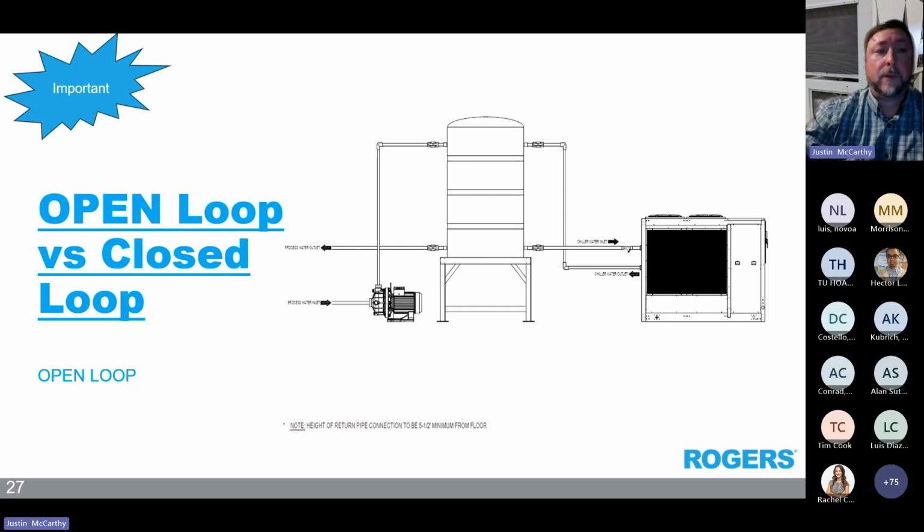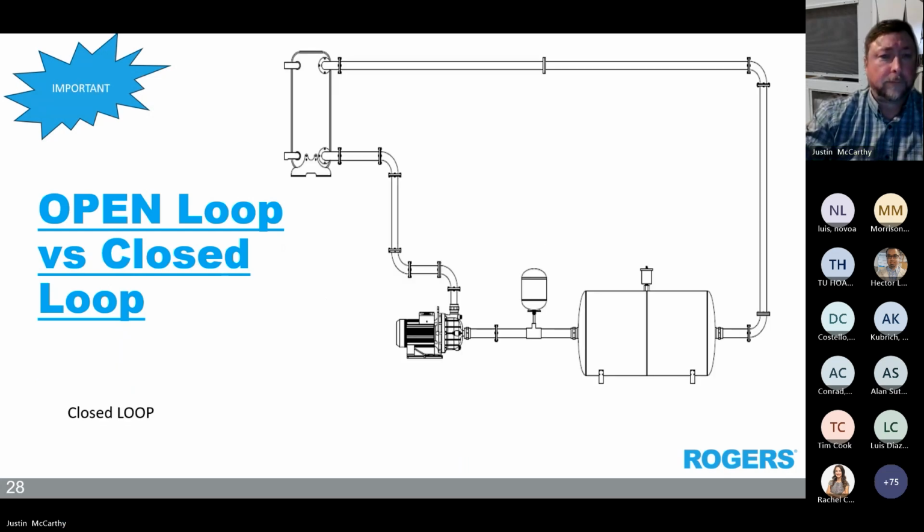Often, if you call someone to select a chiller or have questions about chillers, the first question they're going to ask is this one. So this one would be open because it's open to atmosphere. And this one is a closed loop.